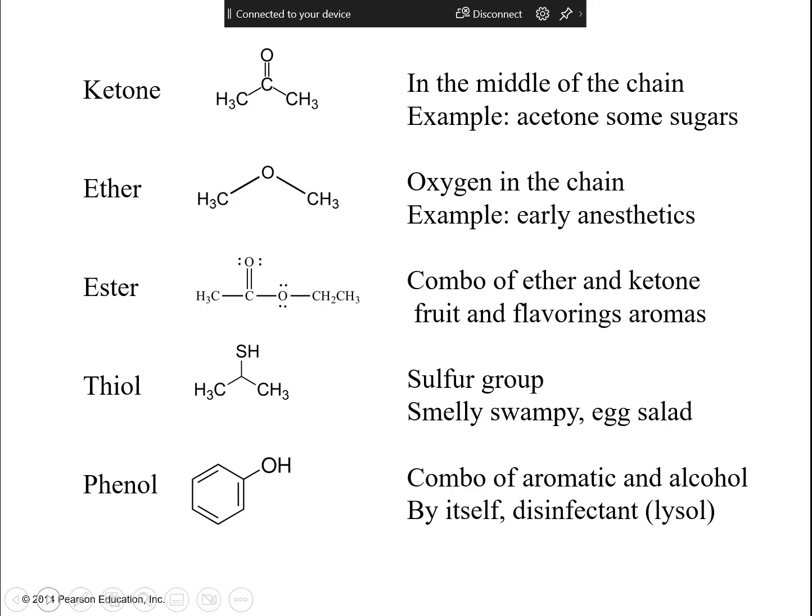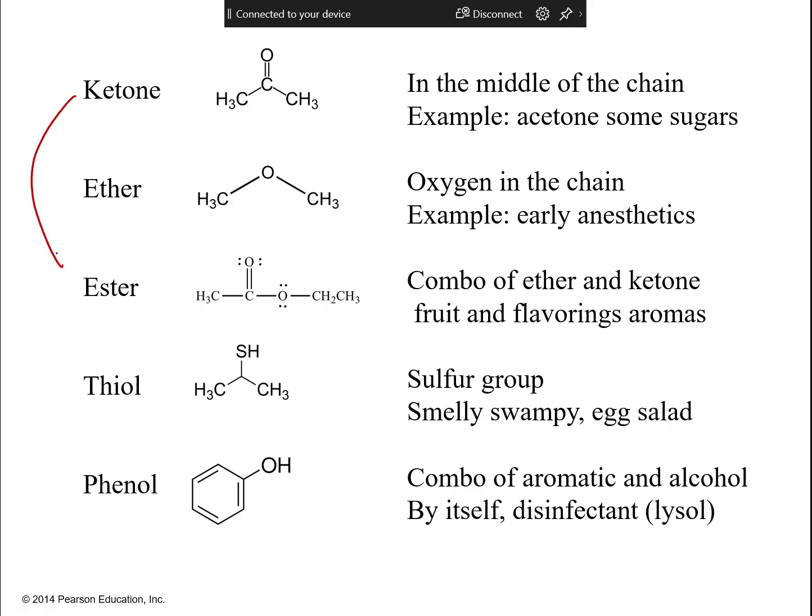Ethers, like the early anesthetics, so they used to use dimethyl ether. They used to put it on a cloth and put it up to your face, let you smell it, and it would knock you out. So that was the early anesthetics. That's when the oxygen's part of the chain. It's not sticking off of a carbon, it actually spans the chain.